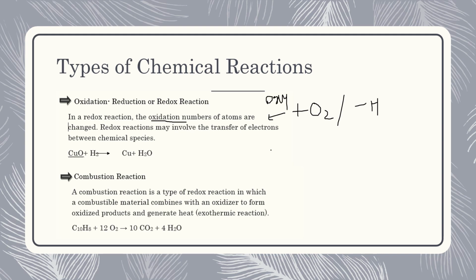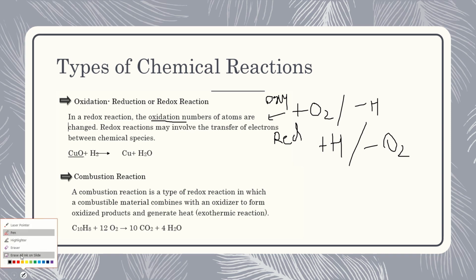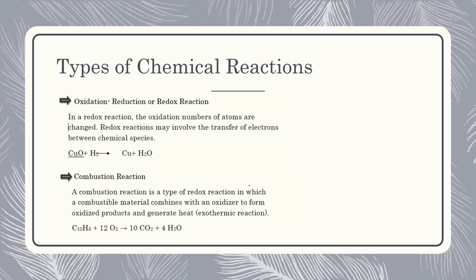Then when we go to reduction, it would be the addition of hydrogen or the removal of O2 that would be called reduction. These are the two simple differences which we can state when we don't have any other. Then let me give an example of this. So we have CuO plus H2, which gives us Cu plus H2O.